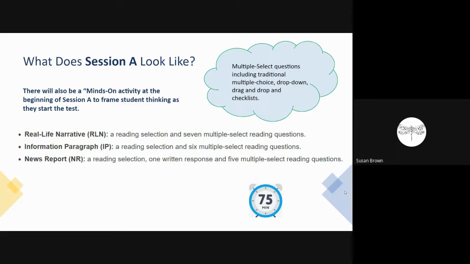In Session A, you will read a real-life narrative and respond to 7 multiple select reading questions. You will also read an information paragraph and respond to 6 multiple select reading questions. You will also read a news report. This is a reading selection with 5 multiple select reading questions and the short written response.